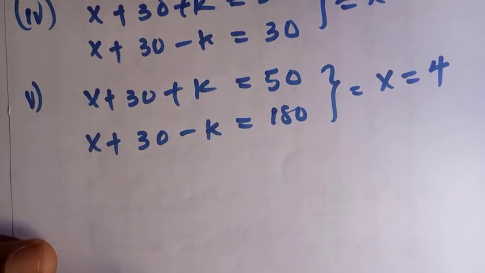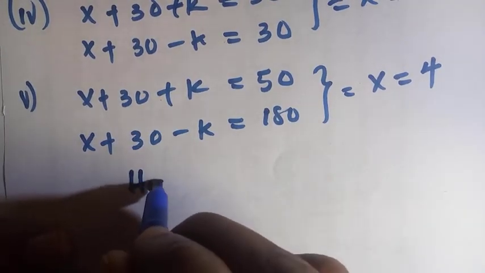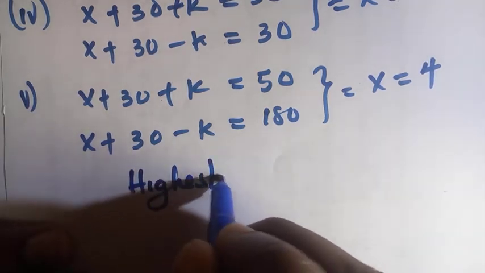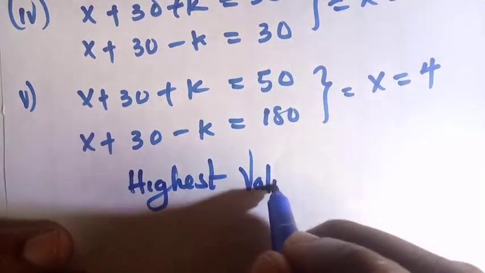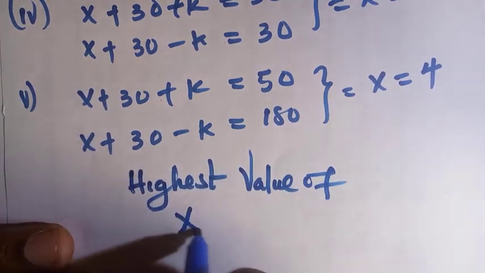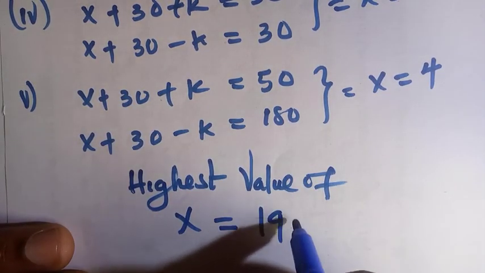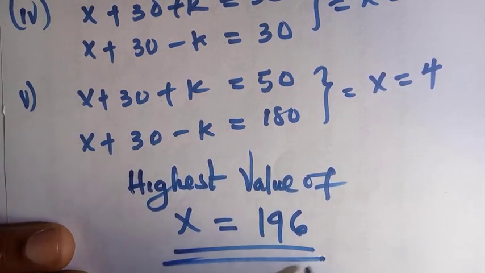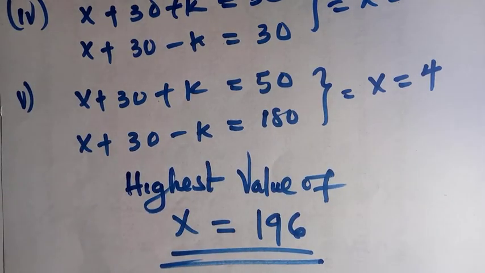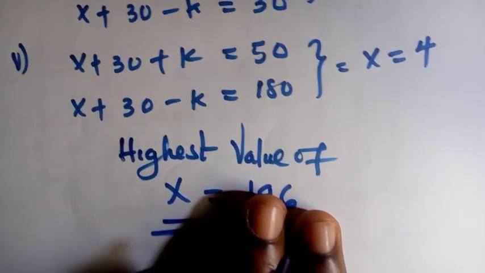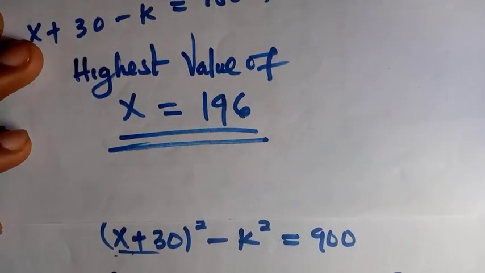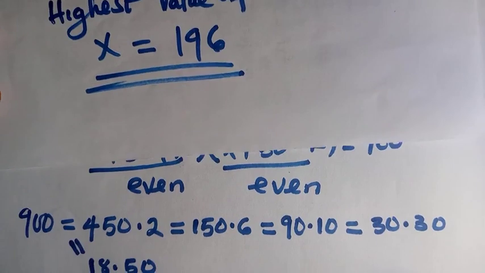Therefore, the solution to the problem given to us, which is the highest value of x, is 196. And here is the result for this. You can try to insert x equals 196 in the real equation, and you are going to get it. This is how I think this problem should be solved.